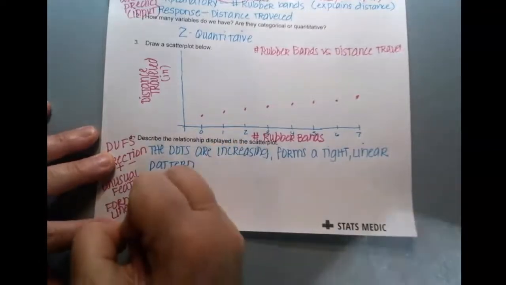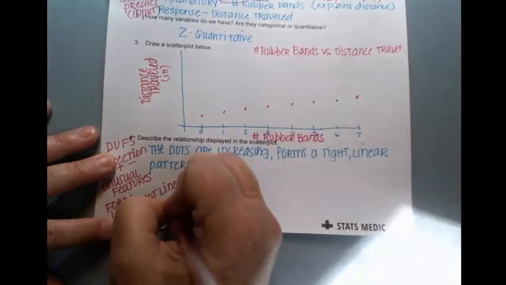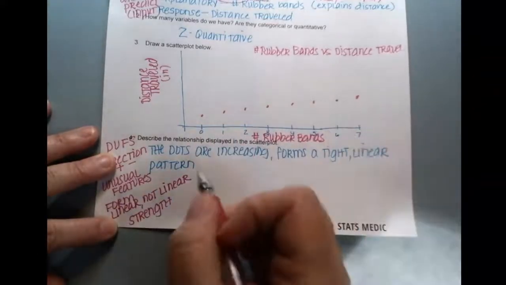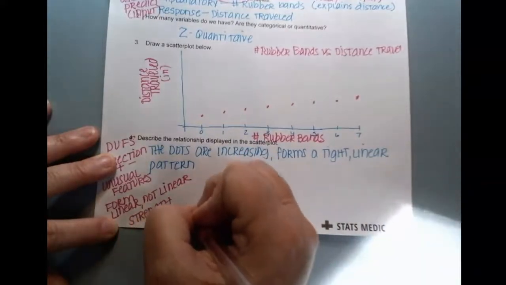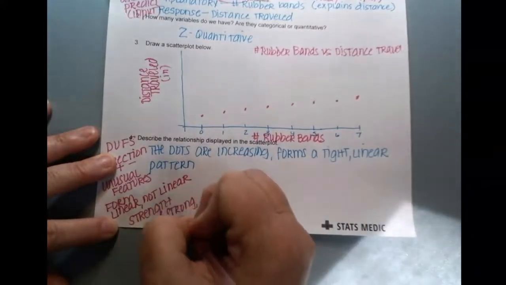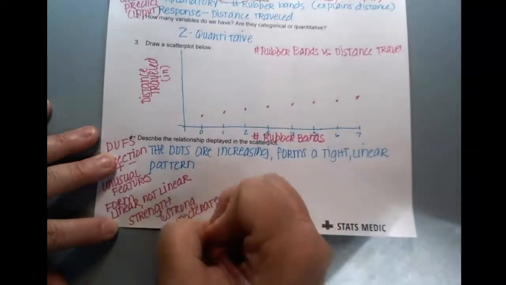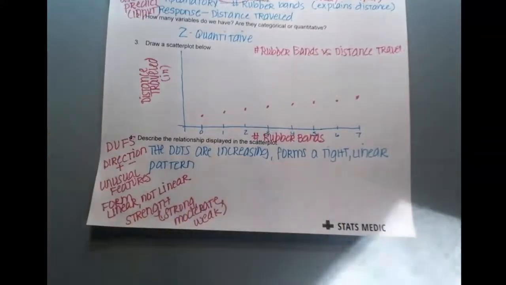And then your strength. How much like a line does it look? Our strength here is pretty strong. It looks a lot like a line, so we could say strong, moderate, or weak, which are the words we tend to use for how strong the relationship is. Strong, moderate, or weak.